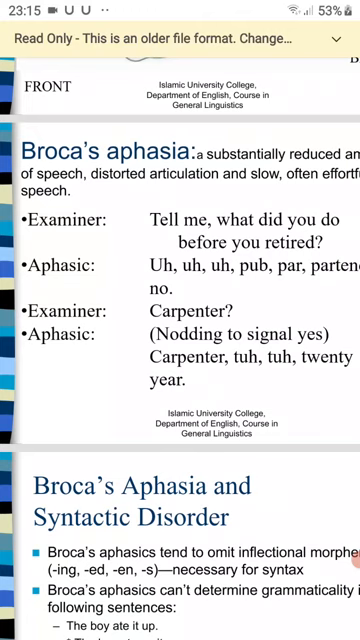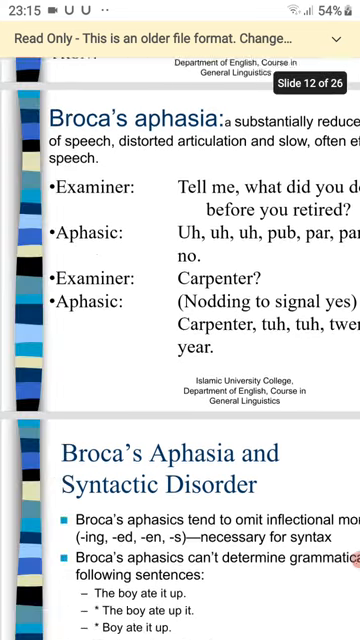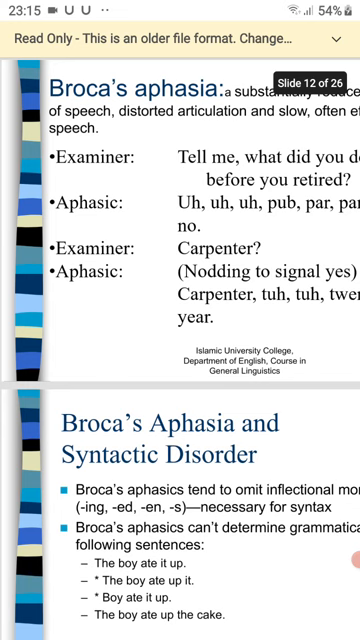Tell me, what do you do before you retired? Returner? No. Carpenter? Nodding to signal yes. Carpenter turns 20 years.